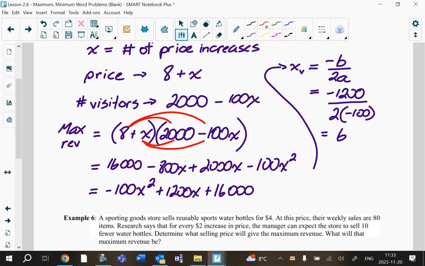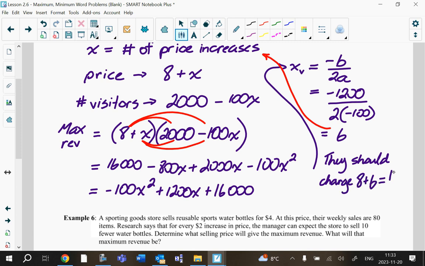That means 6 increases of $1 will maximize my sales. So how much should I charge? $14, right? Because remember, the price is 8 plus however many price increases. We just found I should do 6. So they should charge $8 plus 6 equals $14.